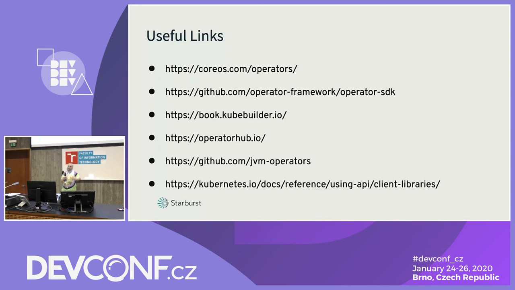I'll leave this up for a second. These are really a bunch of useful links. The first one is the core discussion of operators and the philosophy behind the operator pattern. There isn't necessarily an API for operators, but you can learn about how they work. The next one is the operator framework and the operator SDK. This is where you go to get all that tooling. Then the Kube Builder book, Operator Hub, the JVM operators, and lastly, some client libraries.